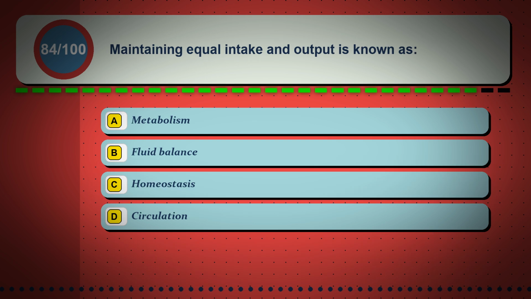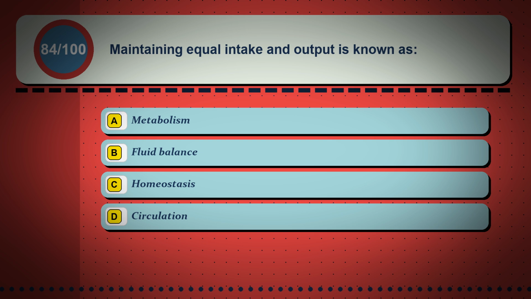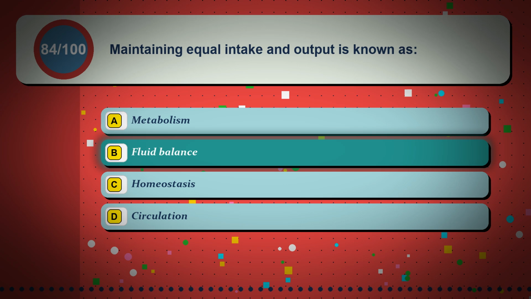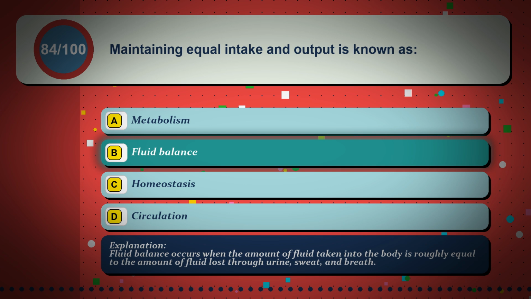Question 84. Maintaining equal intake and output is known as option A, metabolism. Option B, fluid balance. Option C, homeostasis. Option D, circulation. The correct answer is option B, fluid balance. Fluid balance occurs when the amount of fluid taken into the body is roughly equal to the amount of fluid lost through urine, sweat, and breath.